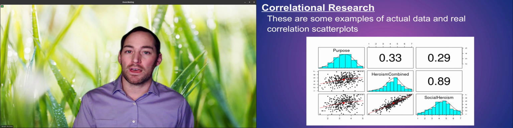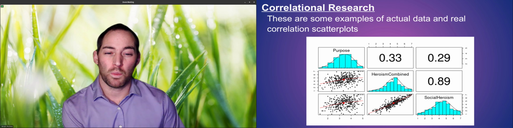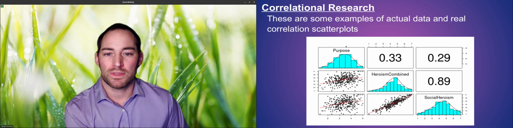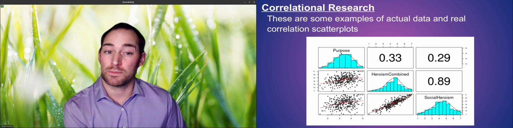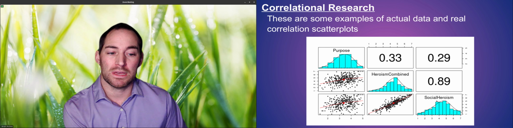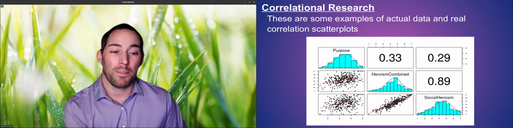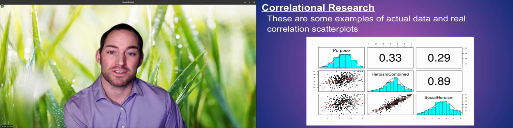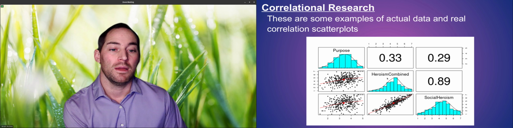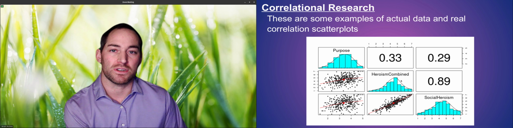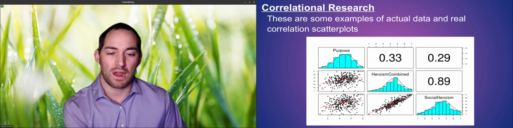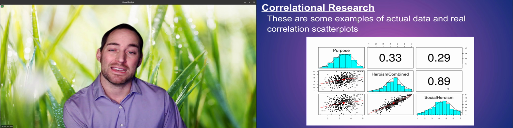So here are some examples of actual real data to see what correlations really look like. This is purpose in life, this is heroism, and this is social heroism. This is actually a subsection of this measure. So about half of the questions from heroism are combined in social heroism. So they should be very highly correlated because literally half of the questions are the same. And then we see here the graph between heroism and social heroism. It's a very strong positive correlation. The number is R equals 0.89.